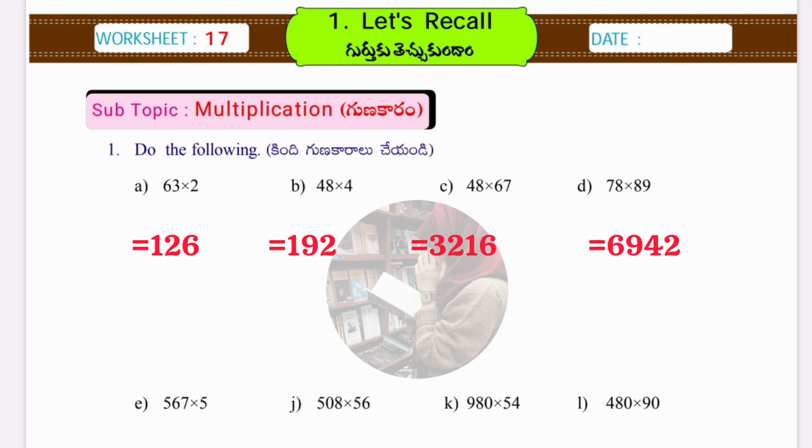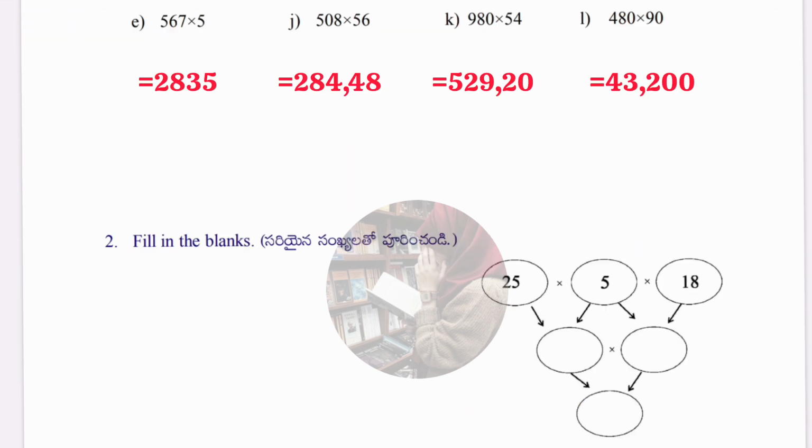Okay, so let's move on to the next Roman, that is fill in the blanks. Here in the fill in the blanks we have been given three numbers that are 25, 5 and 18. Now we have to do the multiplication for two numbers and write them down in the circles. First do the multiplication for 25 into 5, which is 125. Then do the multiplication for 5 into 18, which is 90.